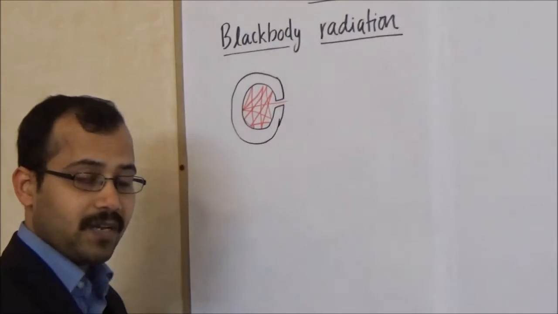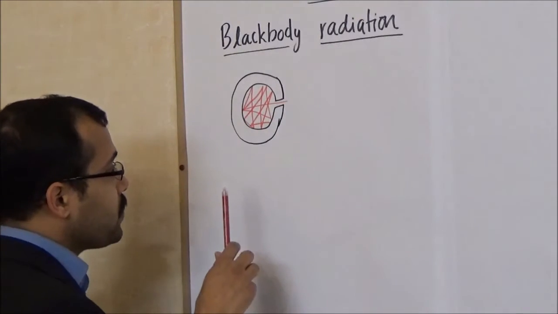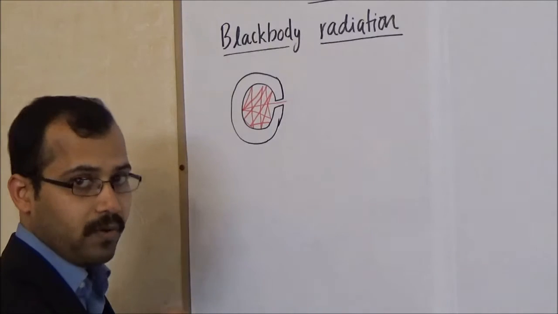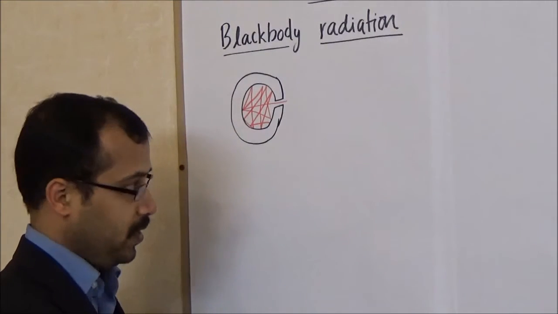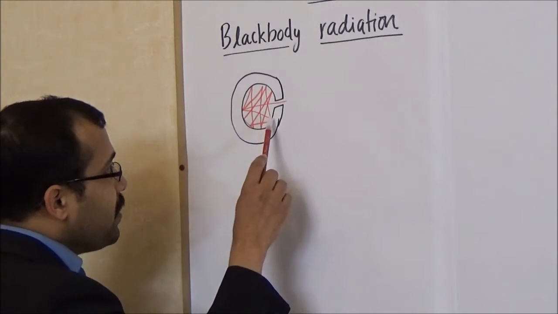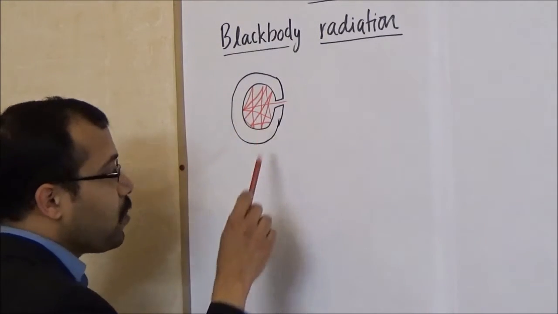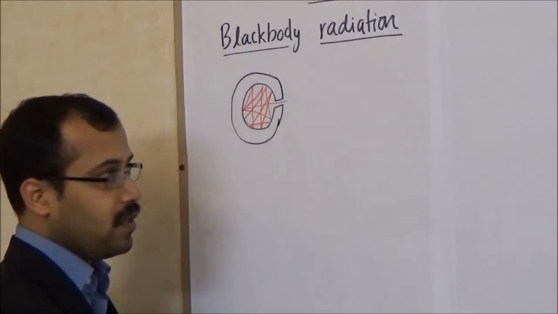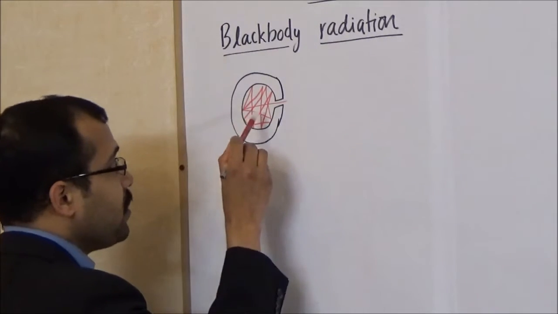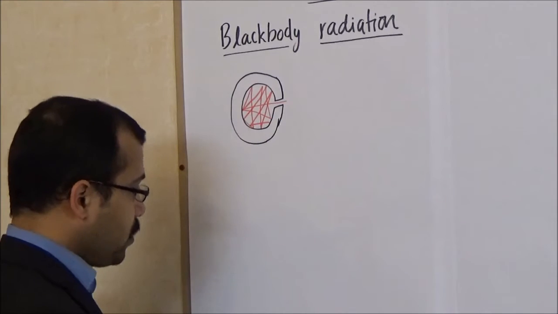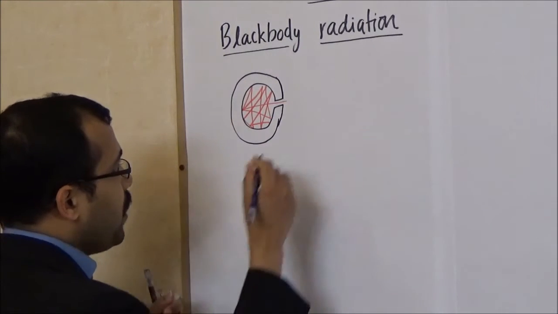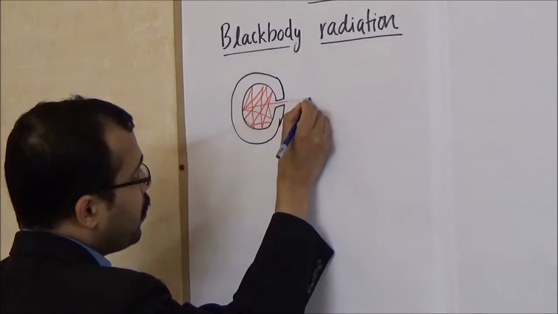And by definition, a blackbody absorbs all radiations falling on it. So this can be considered as a perfect blackbody. And when the inner surface of this hollow enclosure is heated, it will start to emit radiation. And the radiation coming out through this hole can be considered as blackbody radiation.